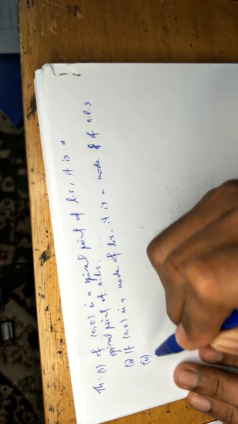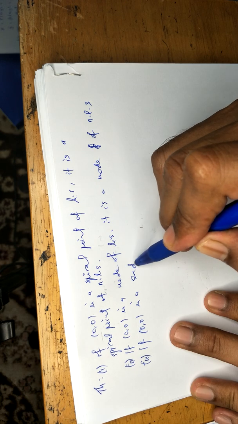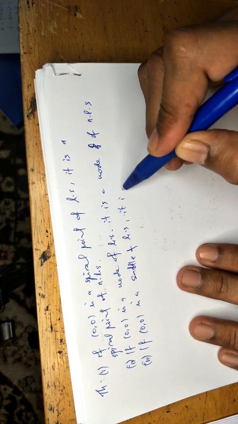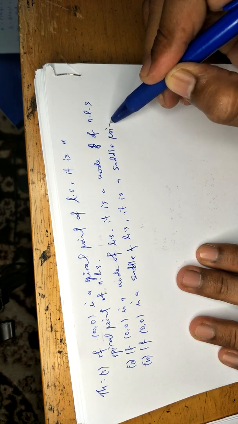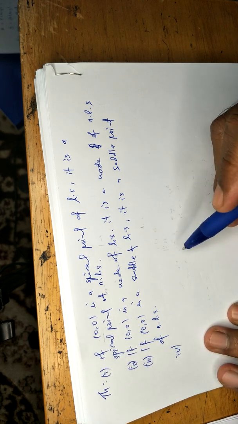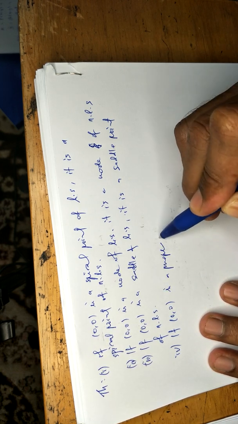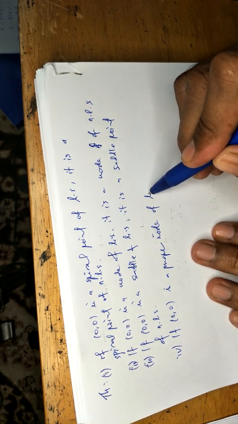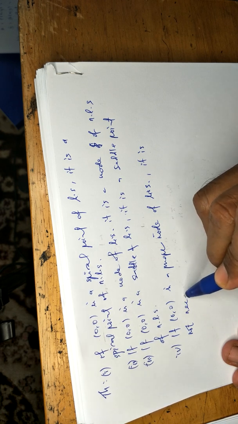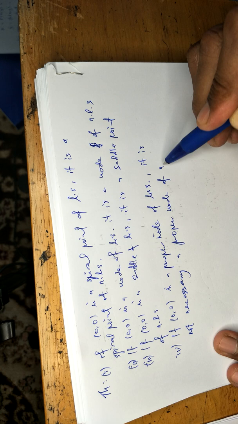Number 3: if (0,0) is a saddle point of the linear system, then it is a saddle point of the nonlinear system. And number 4: if (0,0) is a proper node of the linear system, then it is not necessarily a proper node of the nonlinear system.